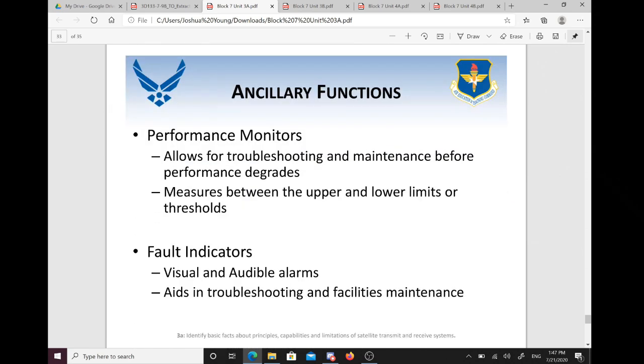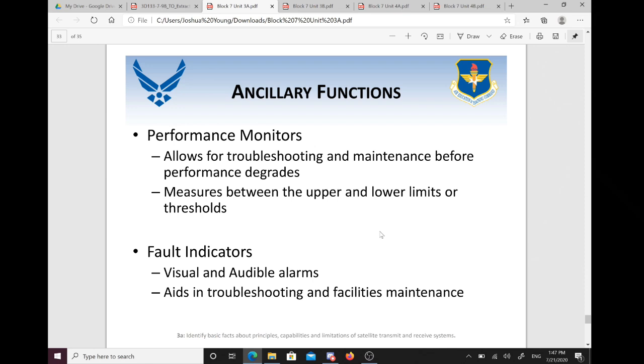Then your performance monitors allow for troubleshooting and maintenance before performance degrades, measuring between the upper and lower limits or thresholds. What would fall into your performance monitor category would be like your bit error rate test set and performing the loopback function. So you perform loopbacks on your systems in order to make sure that all of your equipment is within tolerance and that it can send a signal from one point to another on your transmit and receive.